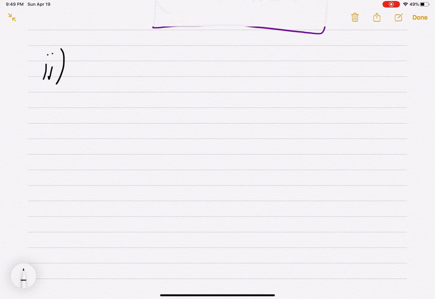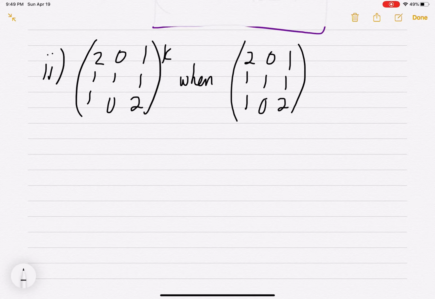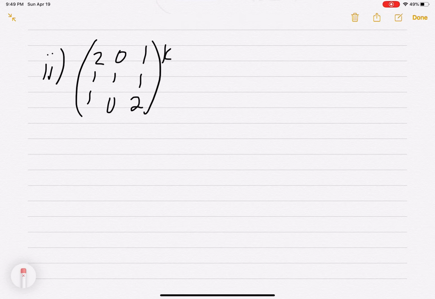So I want to find what is [2, 1, 1; 0, 1, 0; 1, 1, 2] to the kth power when [2, 1, 1; 0, 1, 0; 1, 1, 2] is equal to the following. I think I don't have enough room. I need to write it down below. Yeah, I just don't have enough space here.